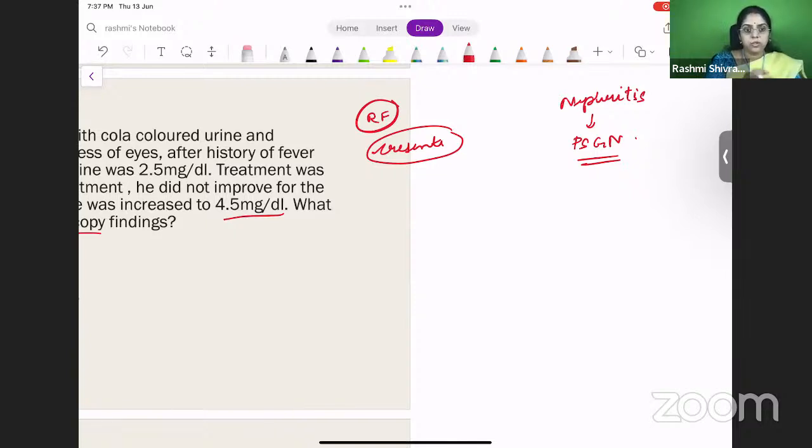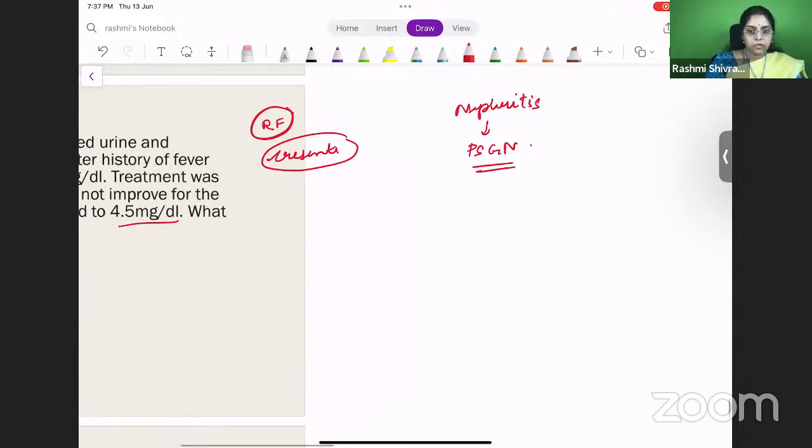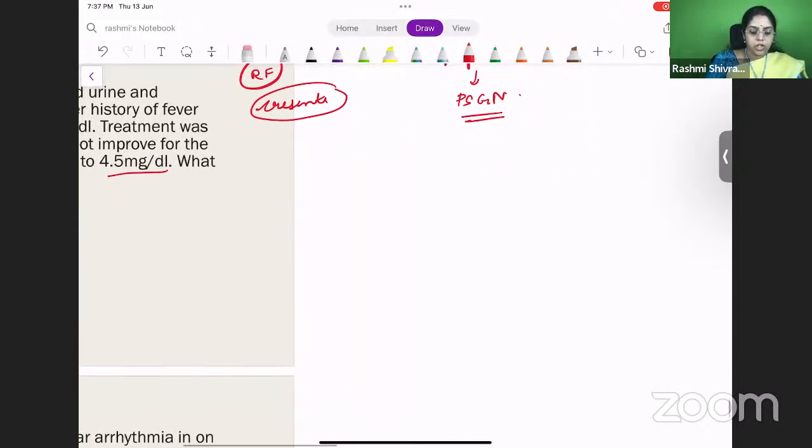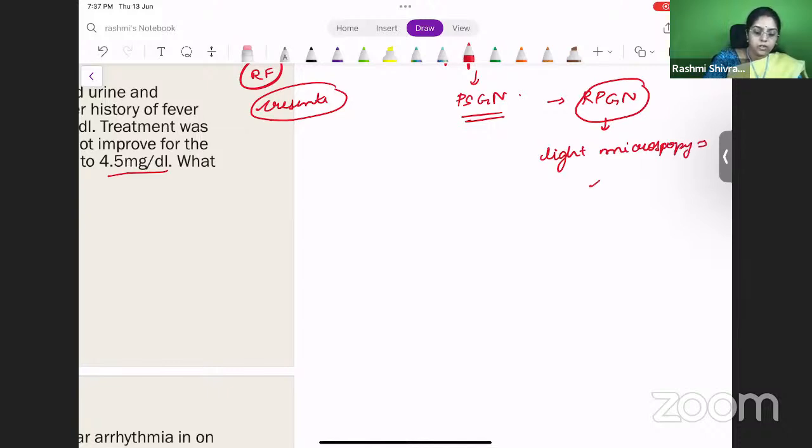Like in our case, it has progressed from 2.5 to 4.5 milligram per deciliter. Isn't it? So it has progressed. So what happens in these patients? You are having a prolonged course. So it becomes an RPGN, rapidly progressive glomerulonephritis. So when this RPGN happens, the characteristic finding on light microscopy will be crescents. It will be crescents, right? Crescents will be on light microscopy.